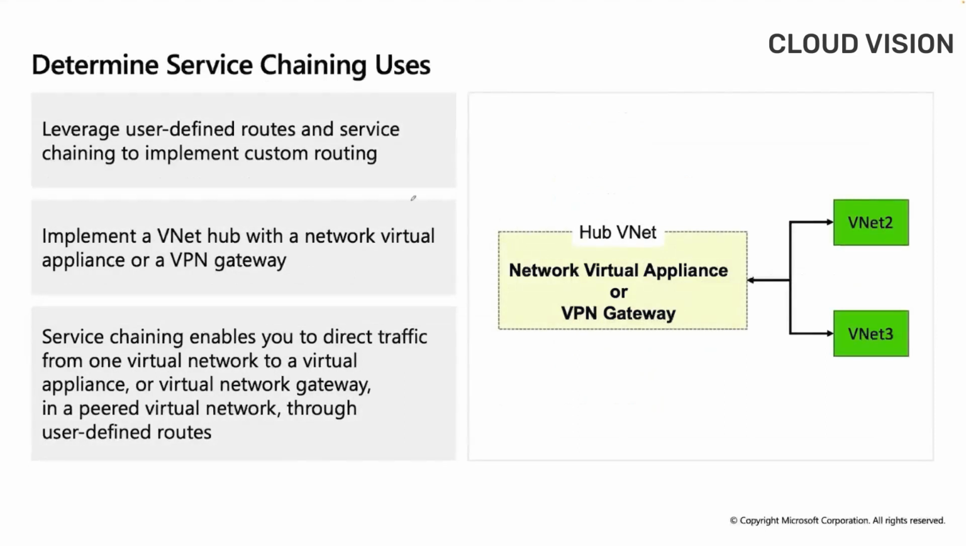Service chaining use case: leverage user-defined routes and service chaining to implement custom routing. Implementing a VNet hub with network virtual appliances on a VPN gateway, and service chaining enables you to direct traffic from one virtual network to another virtual appliance. So these are a couple of key points you need to remember, and this is how the chaining is happening.